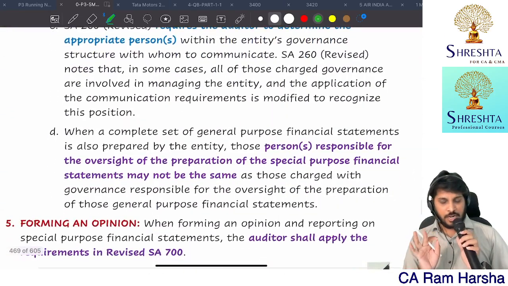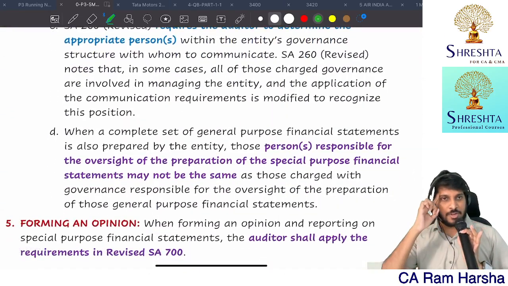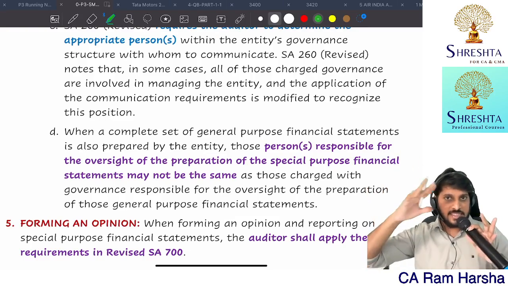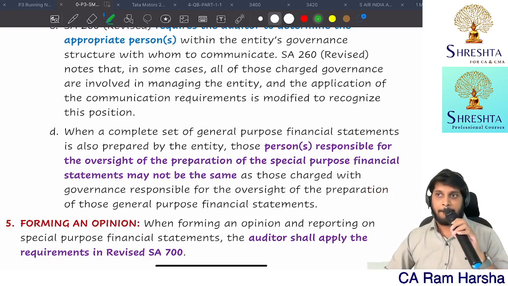Remember, in this point, whenever you're reading, if you get confused, remember user requirement is the ultimate priority. In that context, you read, you will understand. Okay.